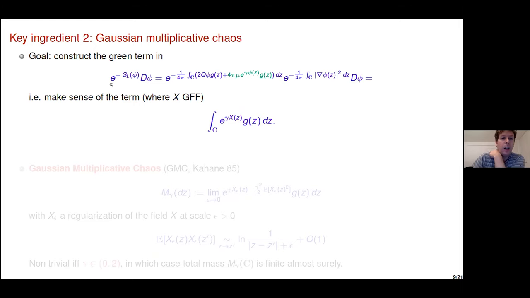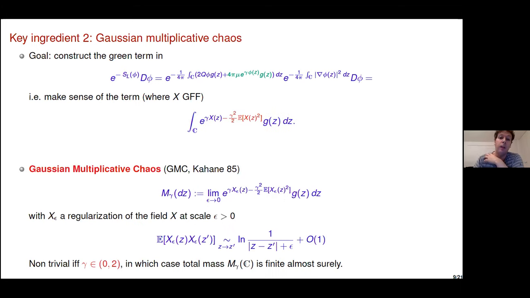And then, as I said, I take my Gibbs weight and I write the first two terms times the gradient square term. And so I interpret this term as a Radon-Nikodym derivative with respect to the Gaussian free field measure that I just defined in the previous slide. What you have to do is just make sense of this exponential term. As the Gaussian free field is not defined pointwise, this has no meaning, so you have to renormalize. A proper definition would be rather to say that it has exponential e^{γX − variance/2}.